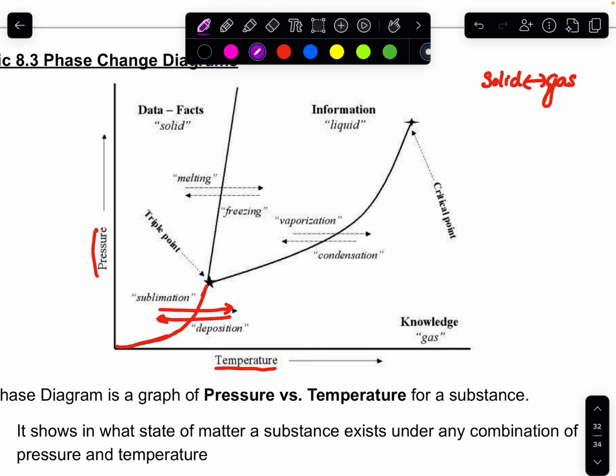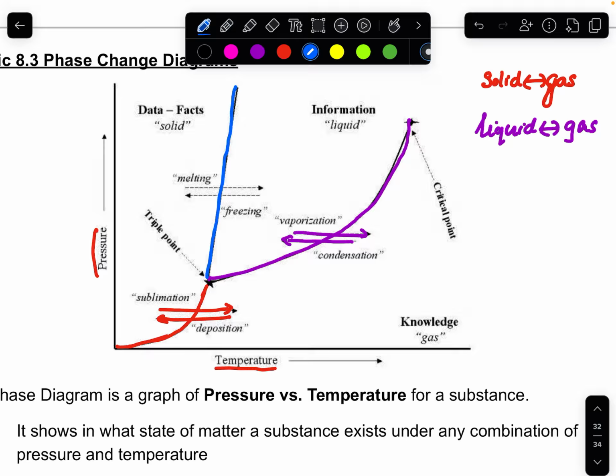Okay, next line. Each line represents a phase change. This purple line shows a change from what to what? A liquid to gas and backwards, gas to liquid. So purple shows a change from the liquid state to the gaseous state, which is called vaporization, and the opposite is called condensation.